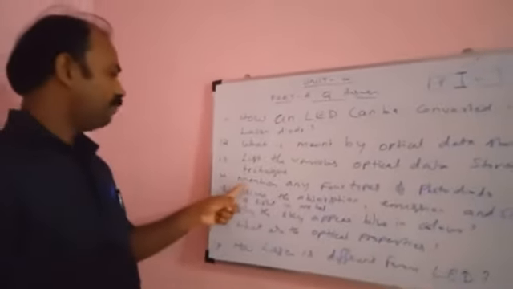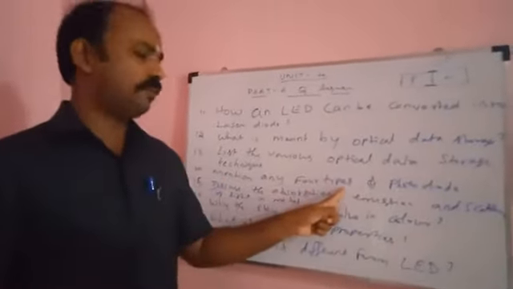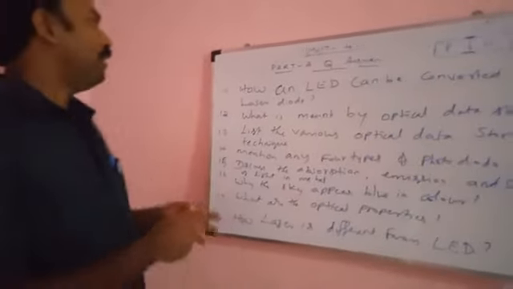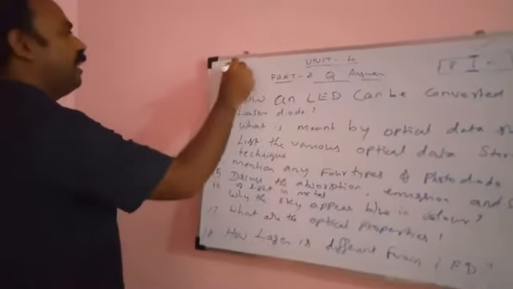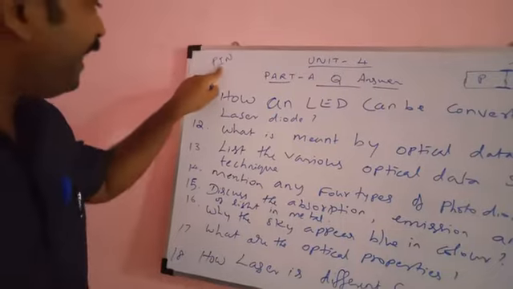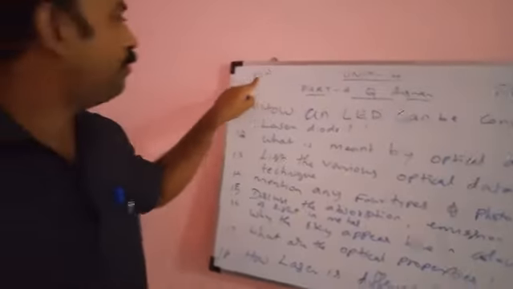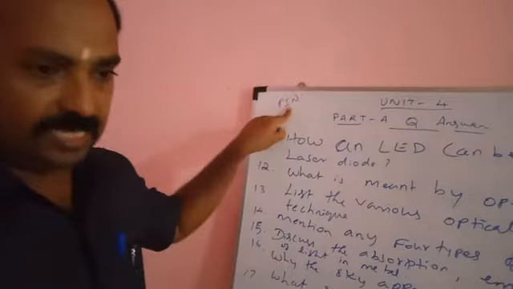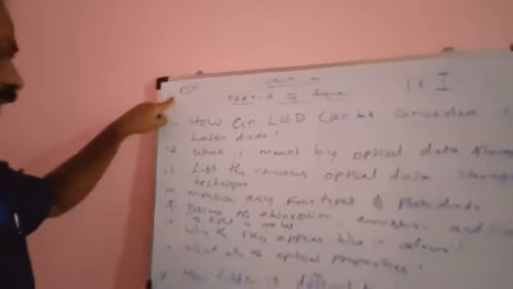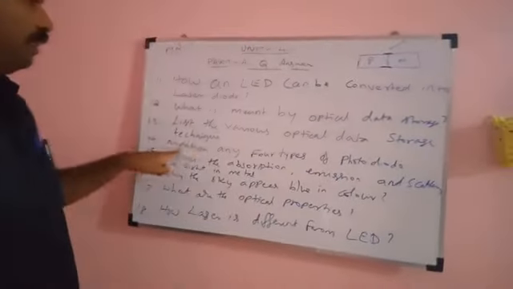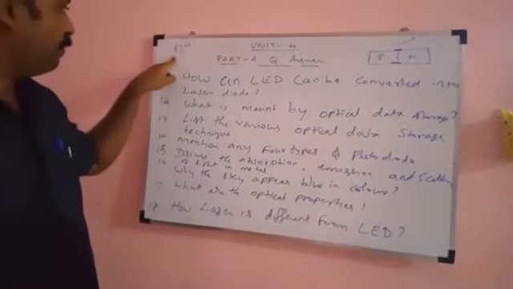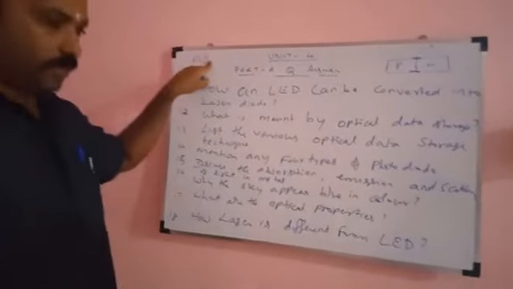Then the next question: mention any 4 types of photodiode. The first one is PIN. What is meant by PIN? P type, intrinsic, N type. That is one photodiode. One photodiode name is PIN, the P type, intrinsic, N type photodiode.